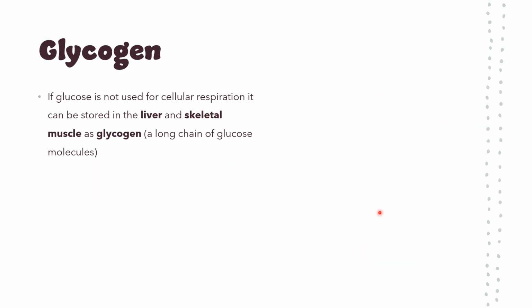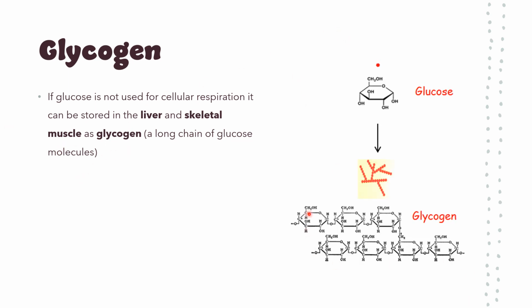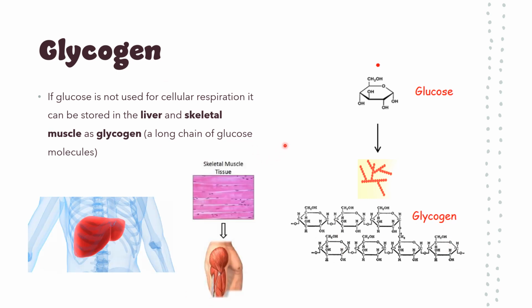So let's have a look at glycogen now. If glucose is not used for cellular respiration, it can be stored in the liver or your skeletal muscle as glycogen. And glycogen is just a long chain of glucose molecules. As you can see here, we've got one glucose molecule, and the glycogen is made up of multiple of these glucose molecules. This is important, right? Because we know that glucose is an input for cellular respiration. It's very important in producing energy, in keeping us alive. So if we have excess glucose, we want to store it. We don't want to get rid of it. So we will store it either in the liver or the skeletal muscle as glycogen.